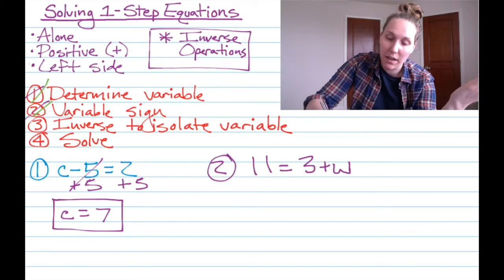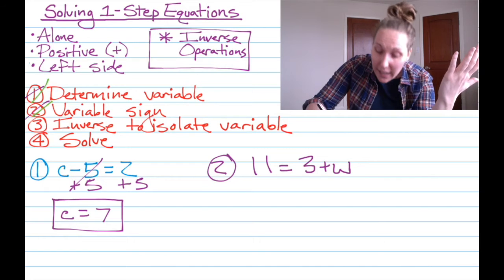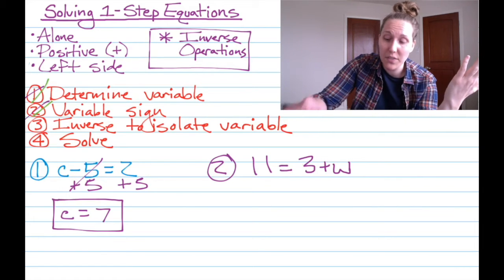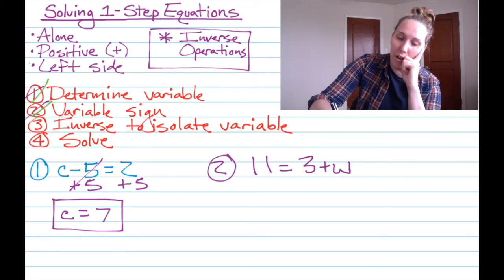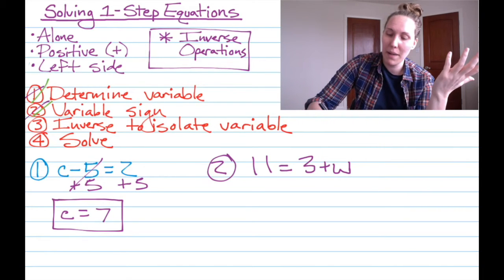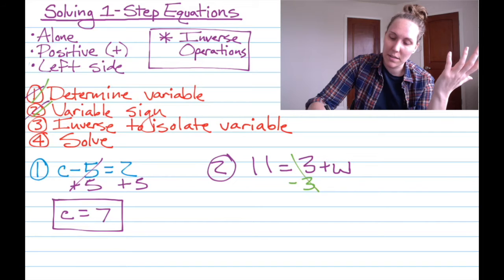There's nothing in front of here. Remember, if it was negative, there would be a negative. So if there's nothing, it's positive. So what is the opposite of positive, of plus? Minus. That means we're going to minus 3 here.